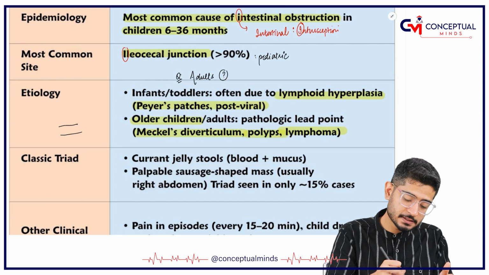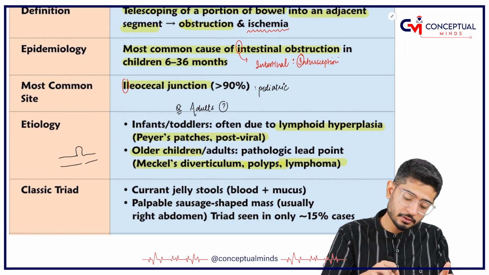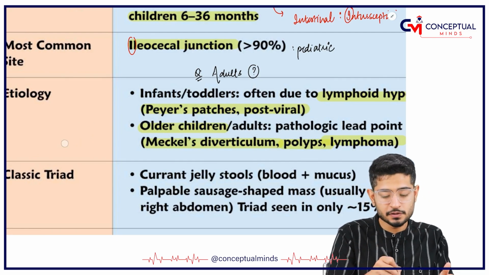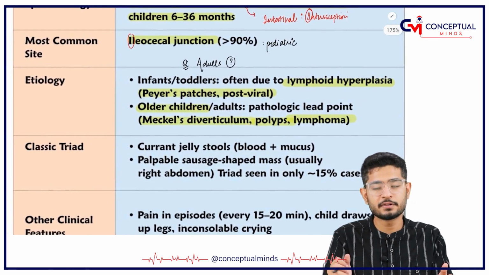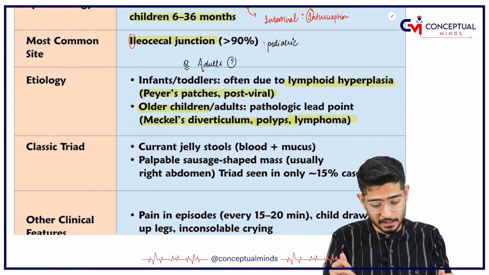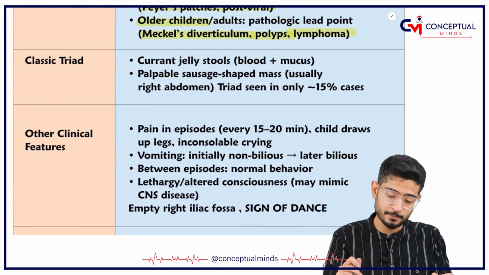For example, this is the Meckel's diverticulum. This part of the intestine can even go and enter into this part of the intestine. You're getting it? This is in older children: Meckel's diverticulum, polyp. Whereas in younger children, mostly it is post-viral, Peyer's patches and everything is going to be involved.